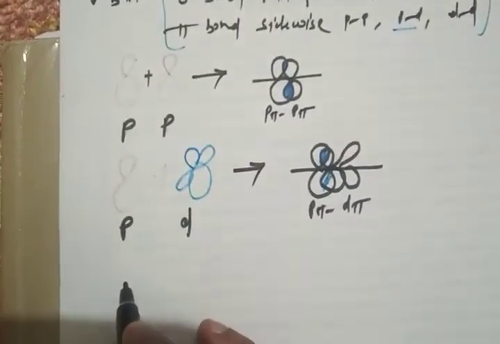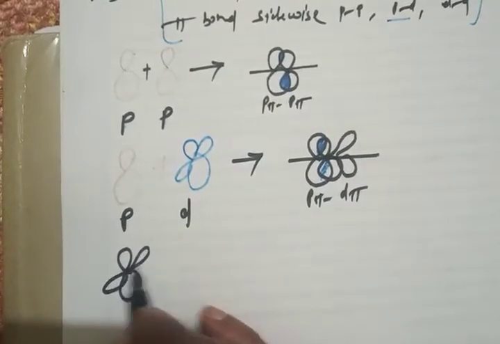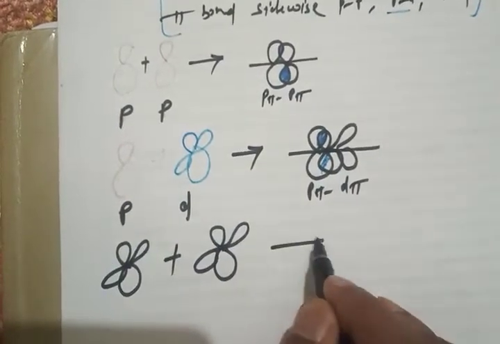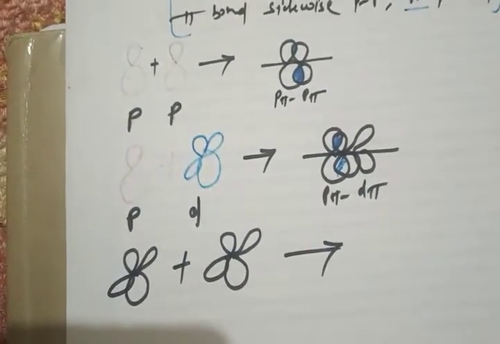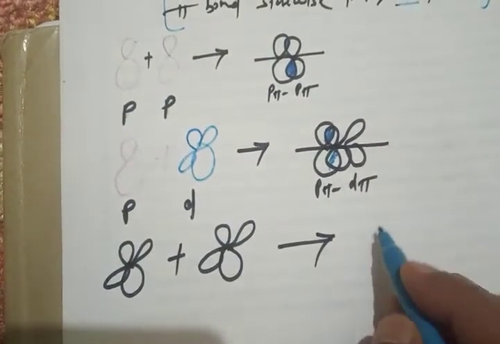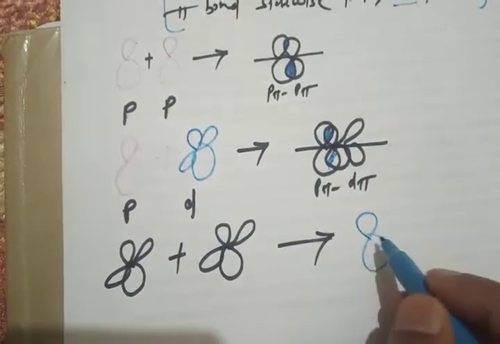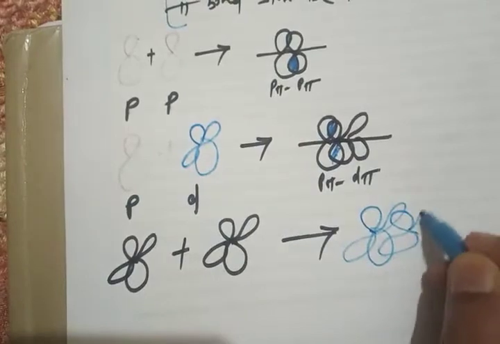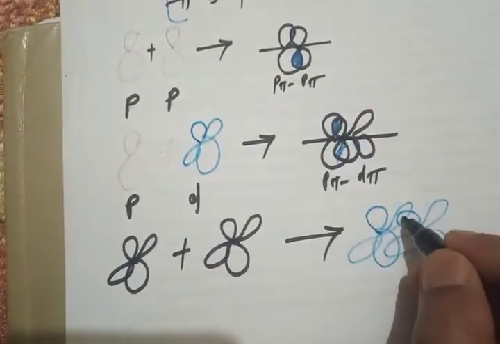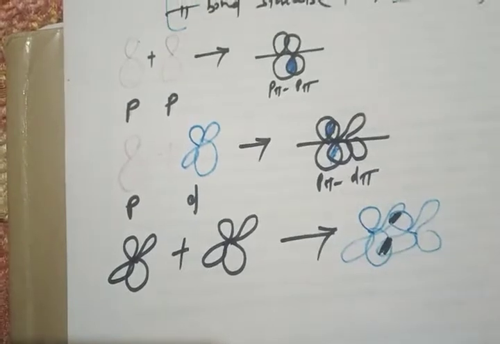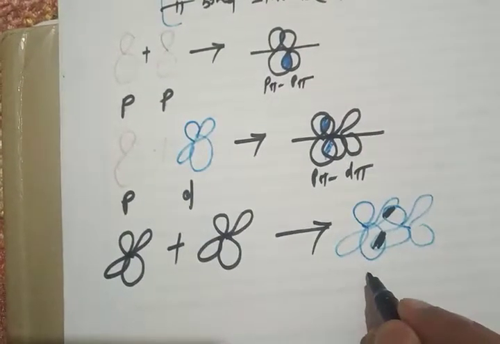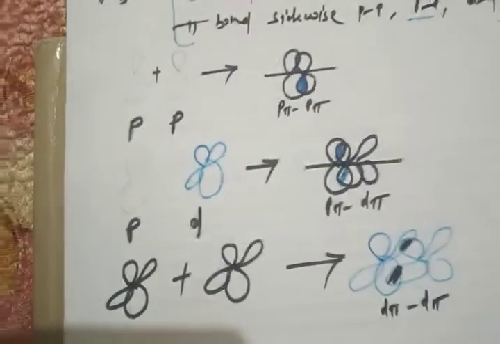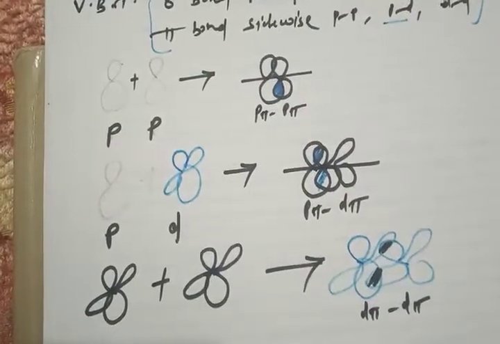Okay, so for d to d, one d orbital is here, another d orbital is here, and this will give you overlapping. Okay, so this is the overlapping. So here is the formation of dπ-dπ. So this is the schematic representation.